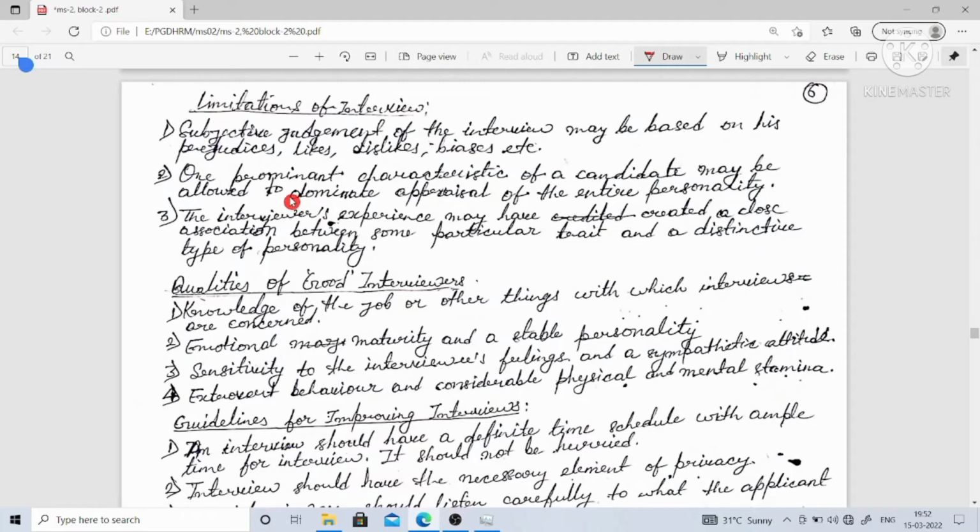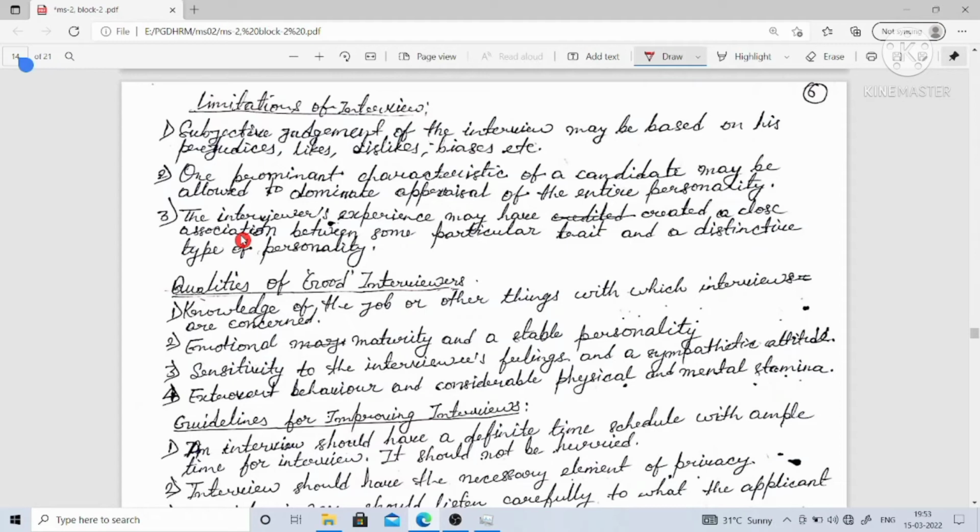Third, the interviewer's experience may have created a close association between some particular trait and a distinctive type of personality. Interviewers may come to judge that some kinds of characteristics are more favorable for the candidate to succeed in the job, and some characteristics are not proper for the candidates to succeed in the job. So that type of limitation is there in the interview.